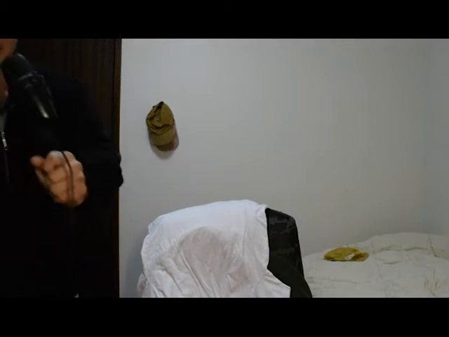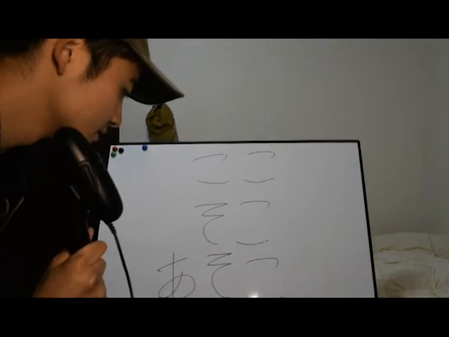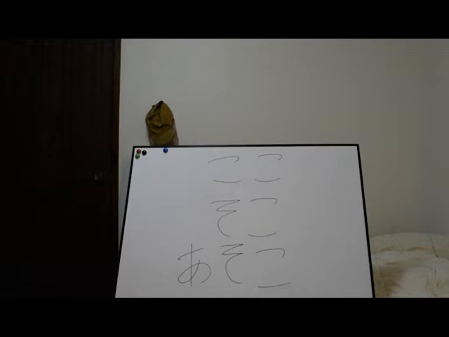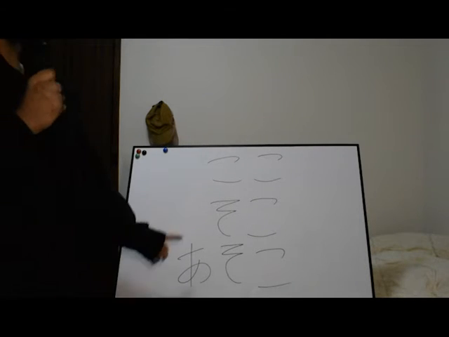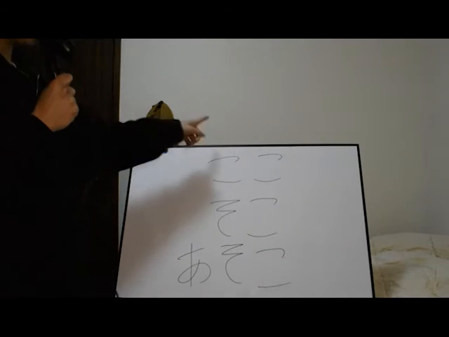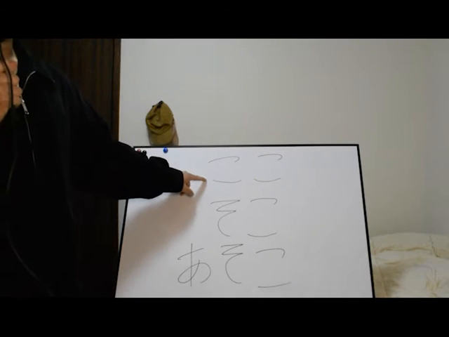So how do you say these? Here. Okay, so I've written them down on my whiteboard. Okay, so let's go back a bit more. So how do you say here? And here in Japanese, koko.